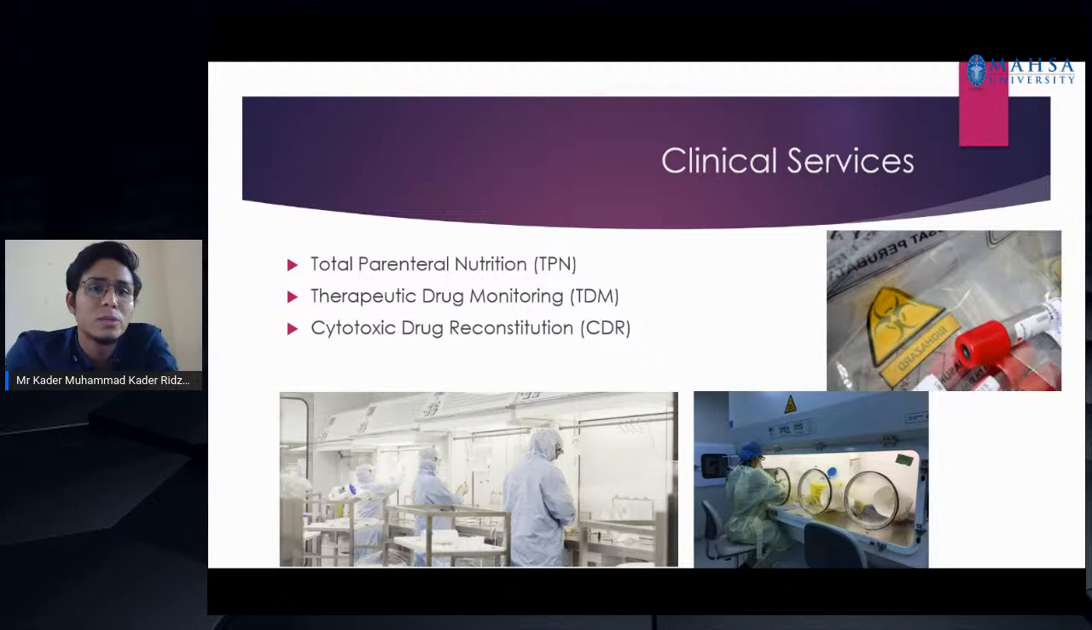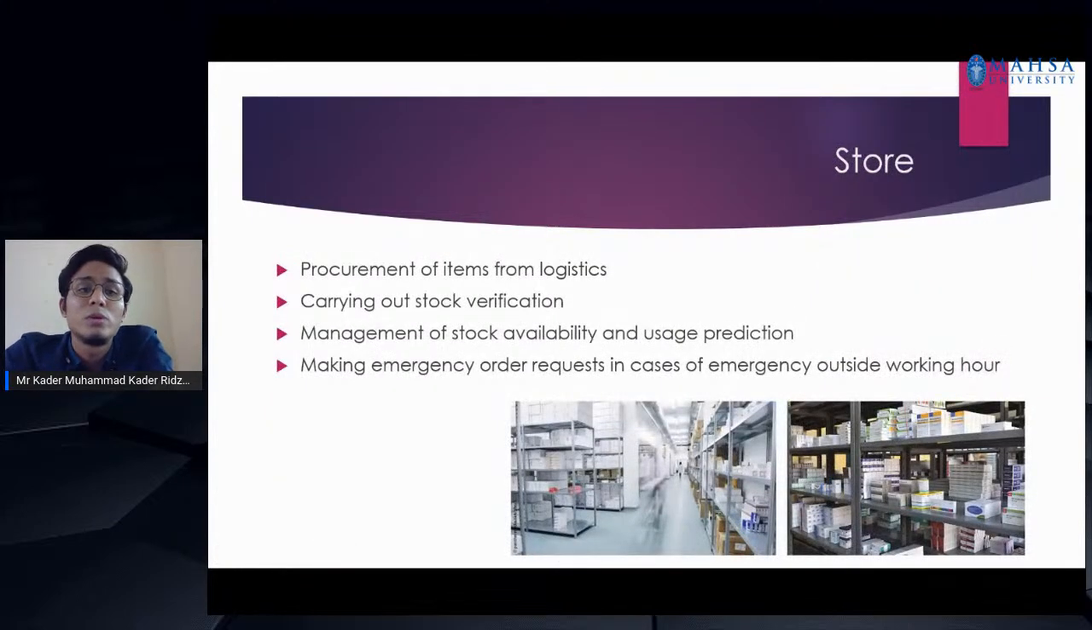And the last one is cytotoxic drug reconstitution, CDR. CDR is the picture in the middle. Since CDR is quite harmful or dangerous, they are going to work in a special cabinet. This particular special cabinet is different from your TPN. If you are a pharmacy assistant working in CDR, you will get a special allowance.